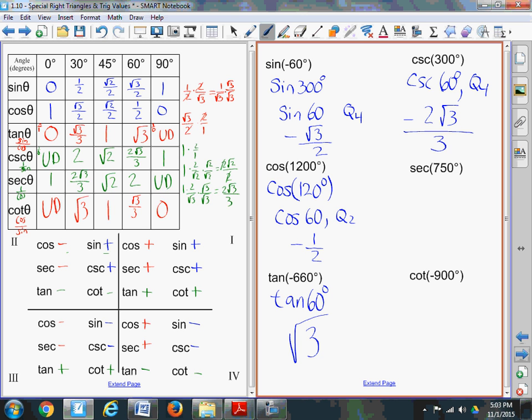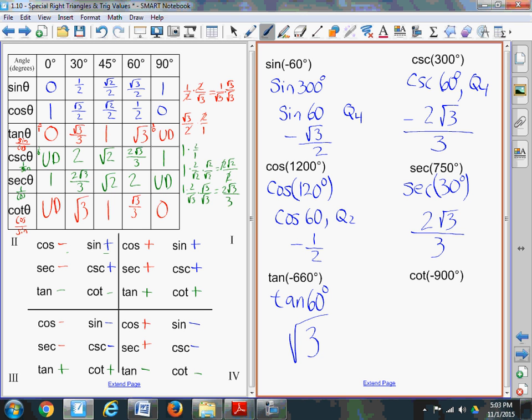All right, secant of 750 degrees, so I can take away 360 twice. It's the same thing as secant of 30, which I can just look up in the chart. So the secant of 30 degrees is 2 root 3 over 3.